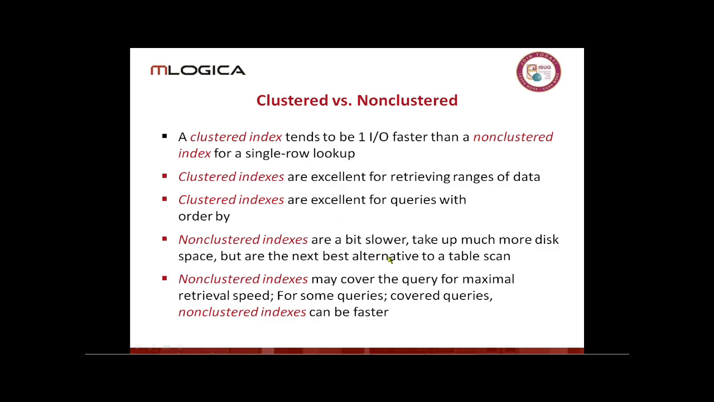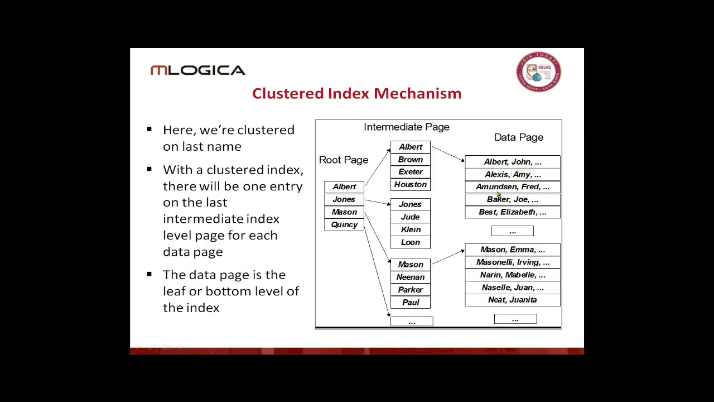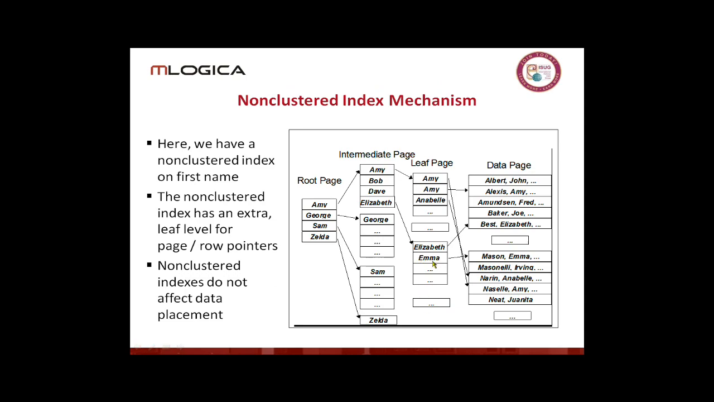Non-clustered indexes are a bit slower, take up much more disk space, but are frequently the best alternative to a table scan. Non-clusters may cover the query for maximal retrieval speed. Now this gets interesting. I'm going to come back up to that non-clustered index. As we're looking at this, the leaf page of the non-clustered index may look to you remarkably like the data page of the clustered index. Why? Because we have sorted data on it, and we have one entry per row.